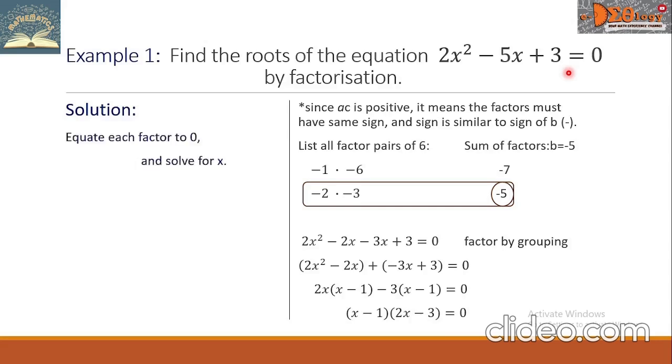Then let us equate each factor to 0 and solve for x. So x minus 1 equals 0, 2x minus 3 equals 0. In the first equation here, we transpose negative 1 to the right. So x equals 1. In the second group, we transpose negative 3 to the right. Then we divide the equation by 2. So x equals 3 over 2.